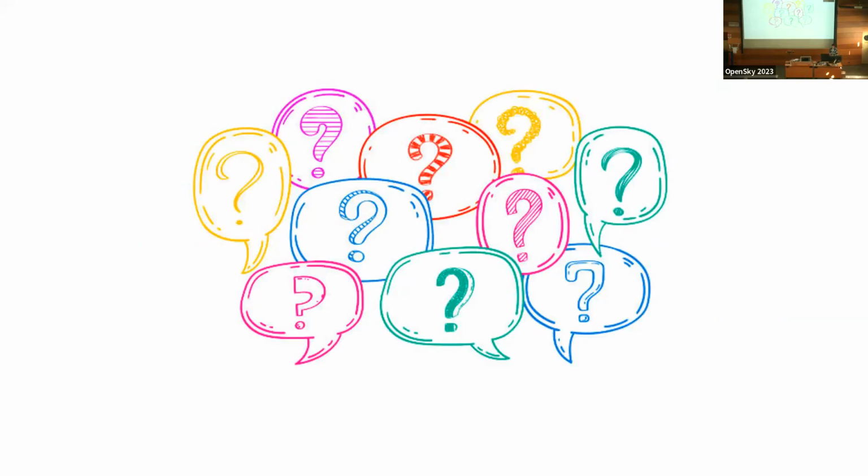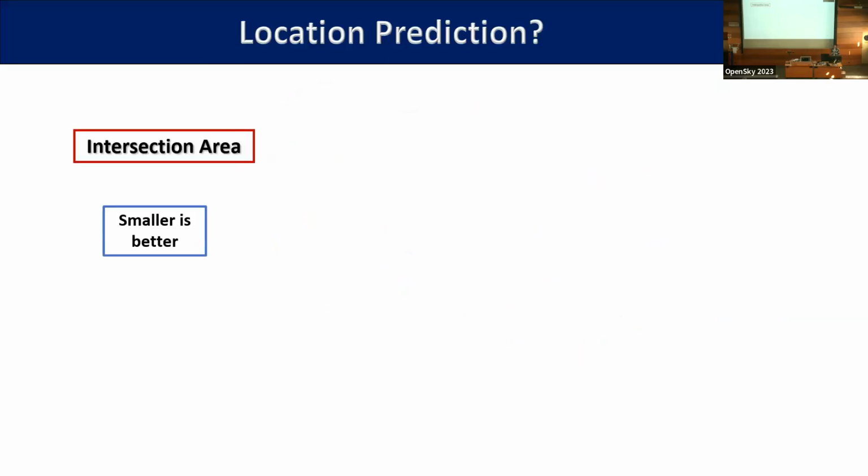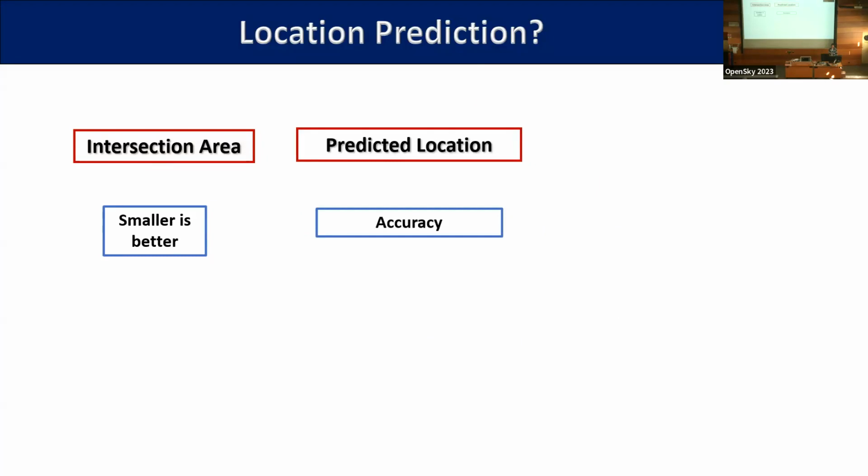So what are the questions that we are trying to deal with? First of all, we are trying to do location prediction. So the intersection area between the coverage of the sensors should be smaller. As I said, smaller is better. And also the accuracy of the prediction should be high. Once we have a very high prediction accuracy, then we could use it for detecting attacks.